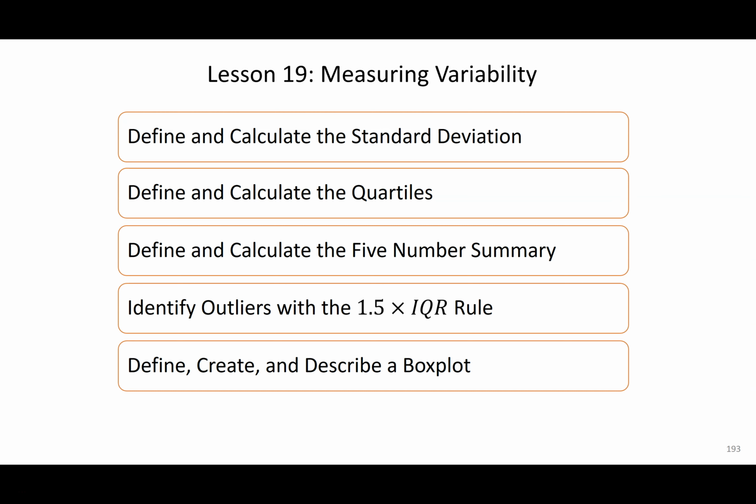So we'll look at the standard deviation. We'll look at the quartiles and the IQR. We're going to have our 5-number summary. We're going to identify outliers using the 1.5 times IQR rule, and then combine all of these features, or at least the last two, to create a box plot.